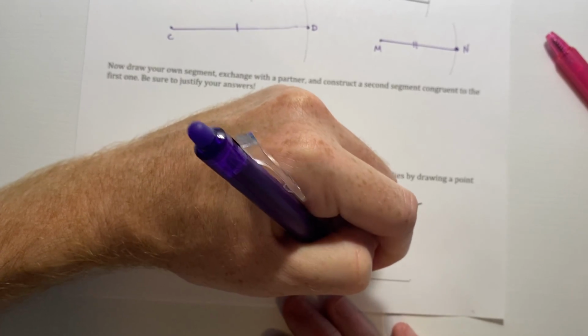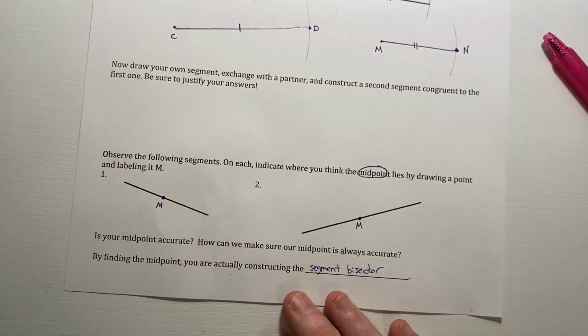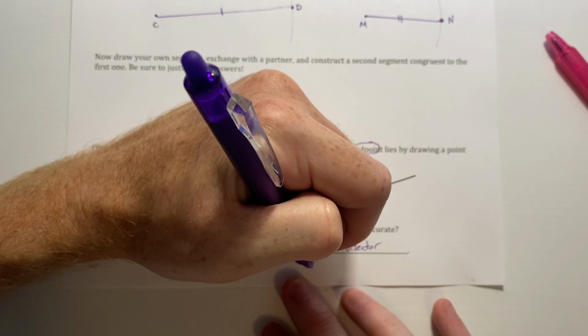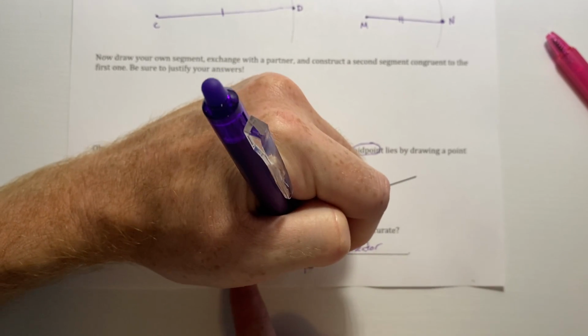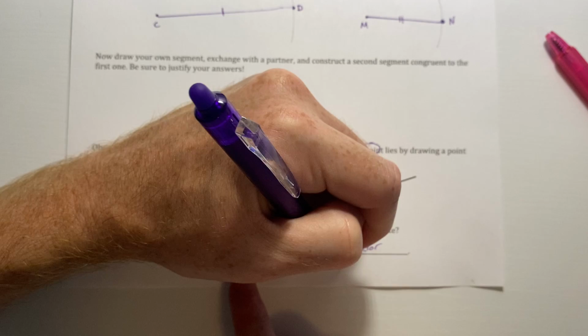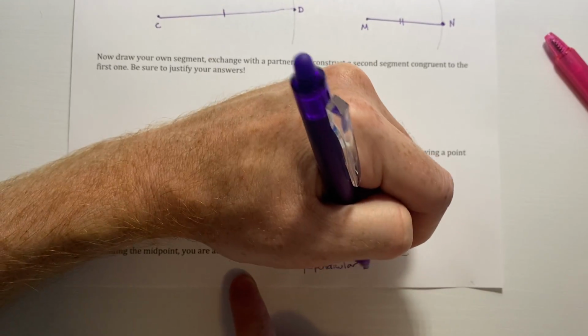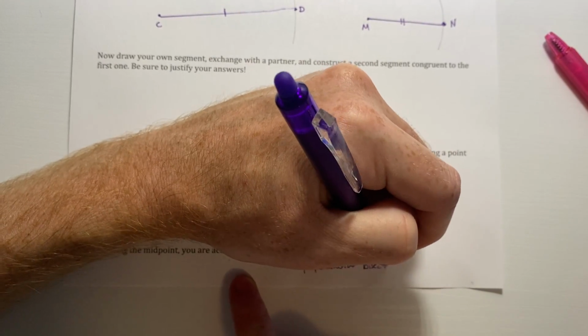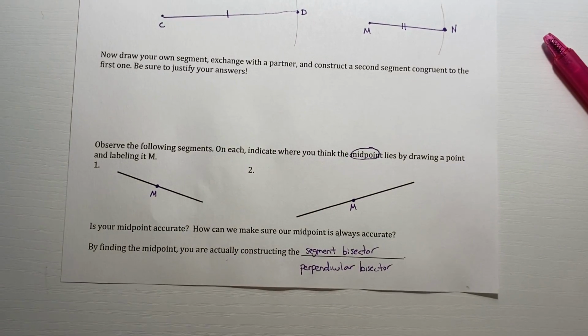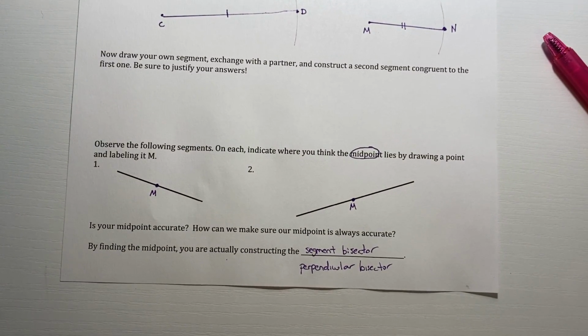Segment bisector, and for this specific case, our segment bisector is actually going to be a perpendicular bisector as well. So when it crosses over my segment, it's going to cross at a 90-degree angle.